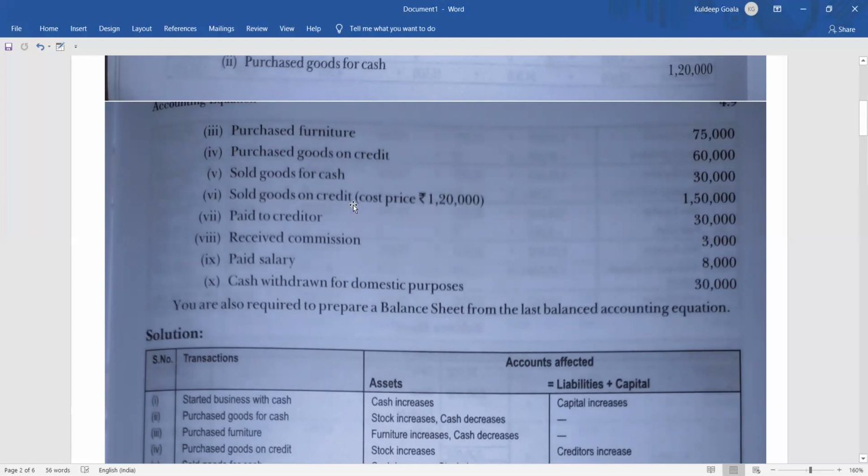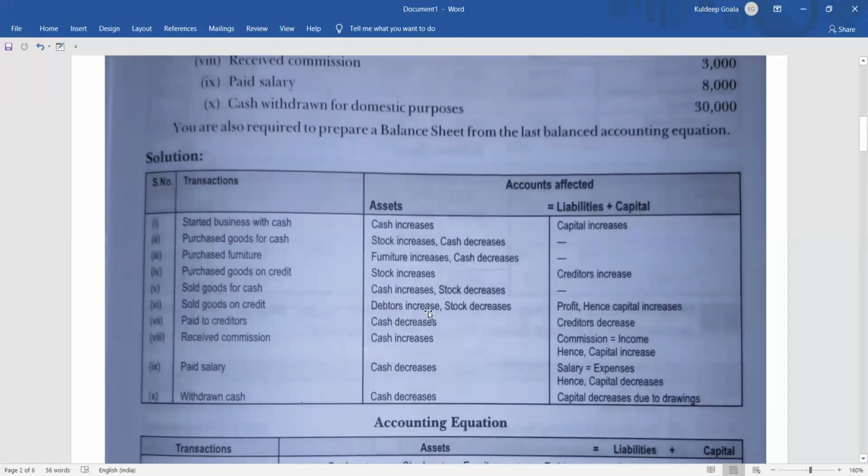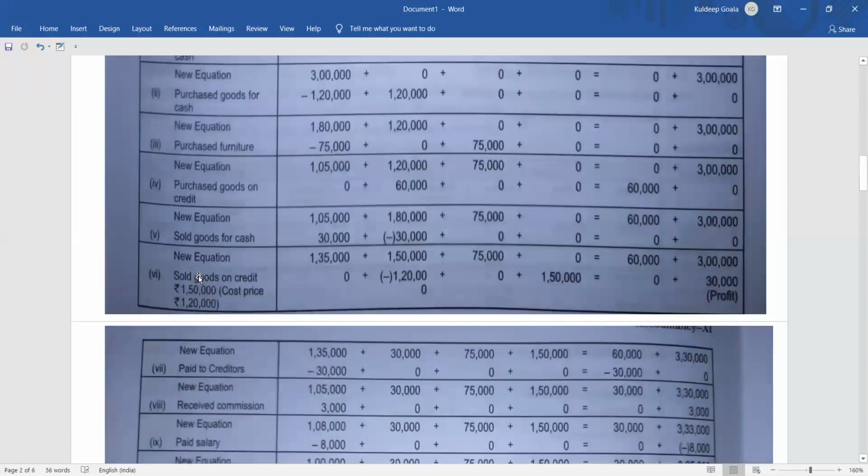If we are selling goods on credit, it will be debtor. So debtor will be 1,50,000 because they are supposed to pay us 1,50,000. So debtor 1,50,000 plus. Okay, goods कितने का गया, 1,20,000. So stock will be minus 1,20,000. And what is the profit, 30,000. So capital will be added 30,000. So it will be sold goods on credit, debtor increases, so 1,50,000, stock decreases 1,20,000, profit, so capital will increase of 30,000.